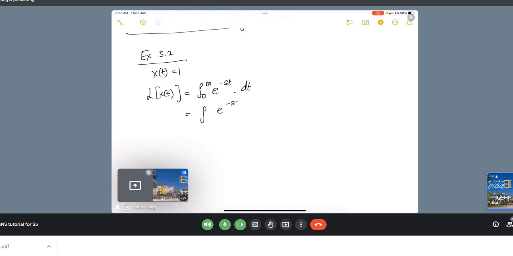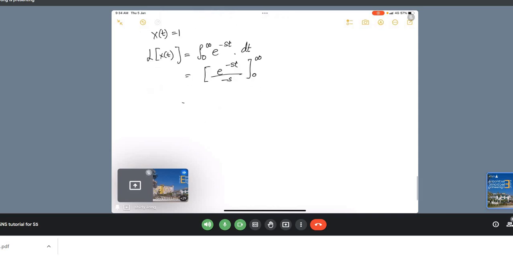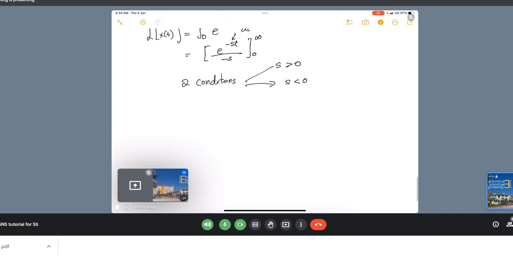So you integrate from 0 to infinity. Okay, it looks simple. Again, you still have two conditions, where the s here is either more than 0 or s less than 0. Okay, let's test. If s less than 0, so you have 1 over s.